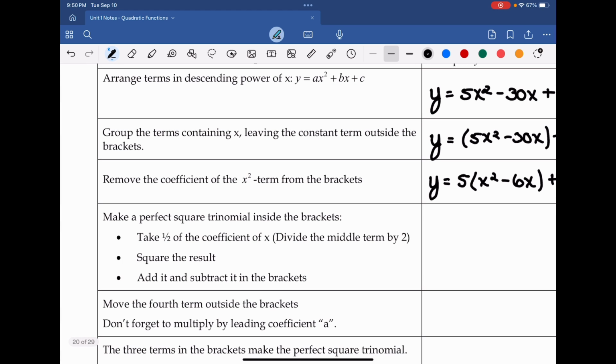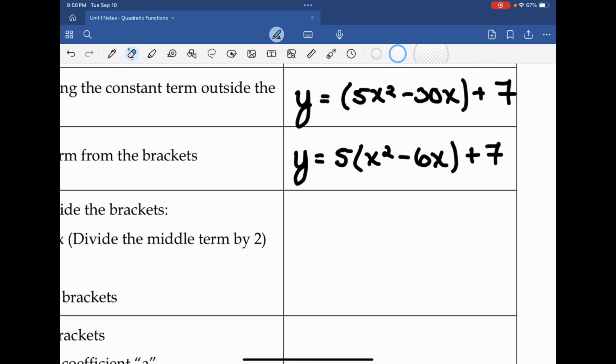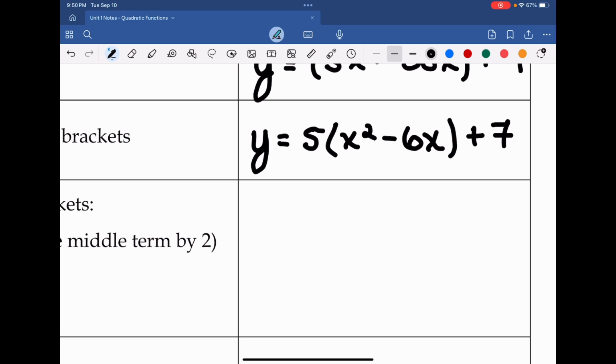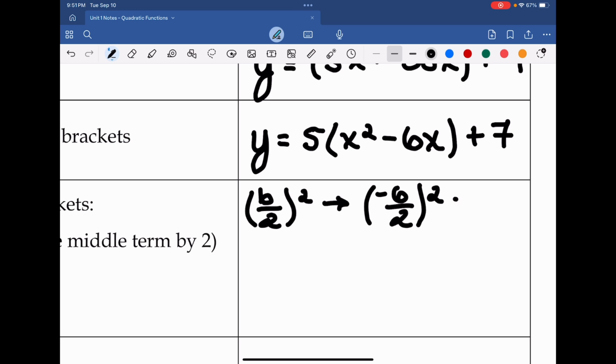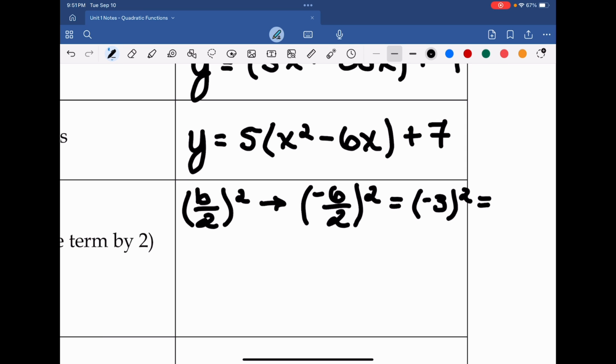Now, for our fourth step, we want to make a perfect square trinomial inside of those brackets that we've just created. Now, how do we do this? It's actually quite a nice method. We're going to take the middle term, whatever that is, divide it by 2, and then square it. We're going to take this negative 6, divide it by 2, and square it. The negative 6 is symbolic of the b value position. So to generalize this, we go b divided by 2, all squared. In our situation, this is negative 6 divided by 2, all squared, which is equal to negative 3 squared, which is positive 9.